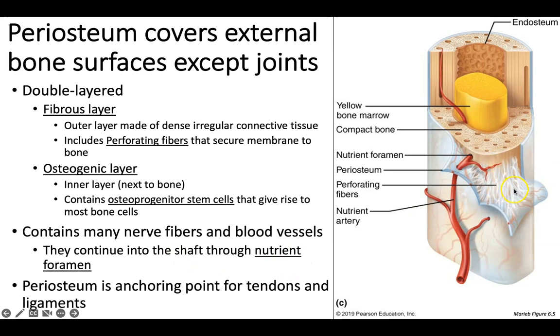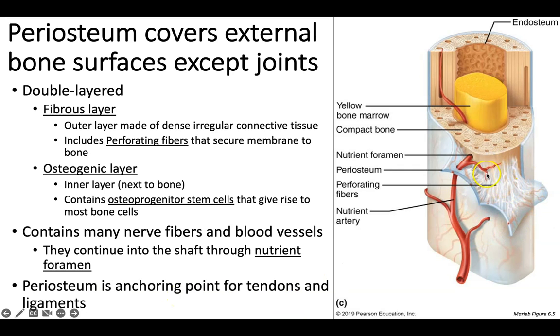That periosteum contains many nerve fibers and blood vessels, and they actually continue into the shaft through these holes called nutrient foramen. You can see one of those in the illustration, in which a blood vessel is entering into the deep recesses of the bone through that nutrient foramen. So just try and remember that when you see the word foramen, it typically means it's a hole. And often it's a hole through which blood vessels pass, although you'll also see a lot of nerves passing through foramen. And then finally, the periosteum is an anchoring point for tendons and ligaments.